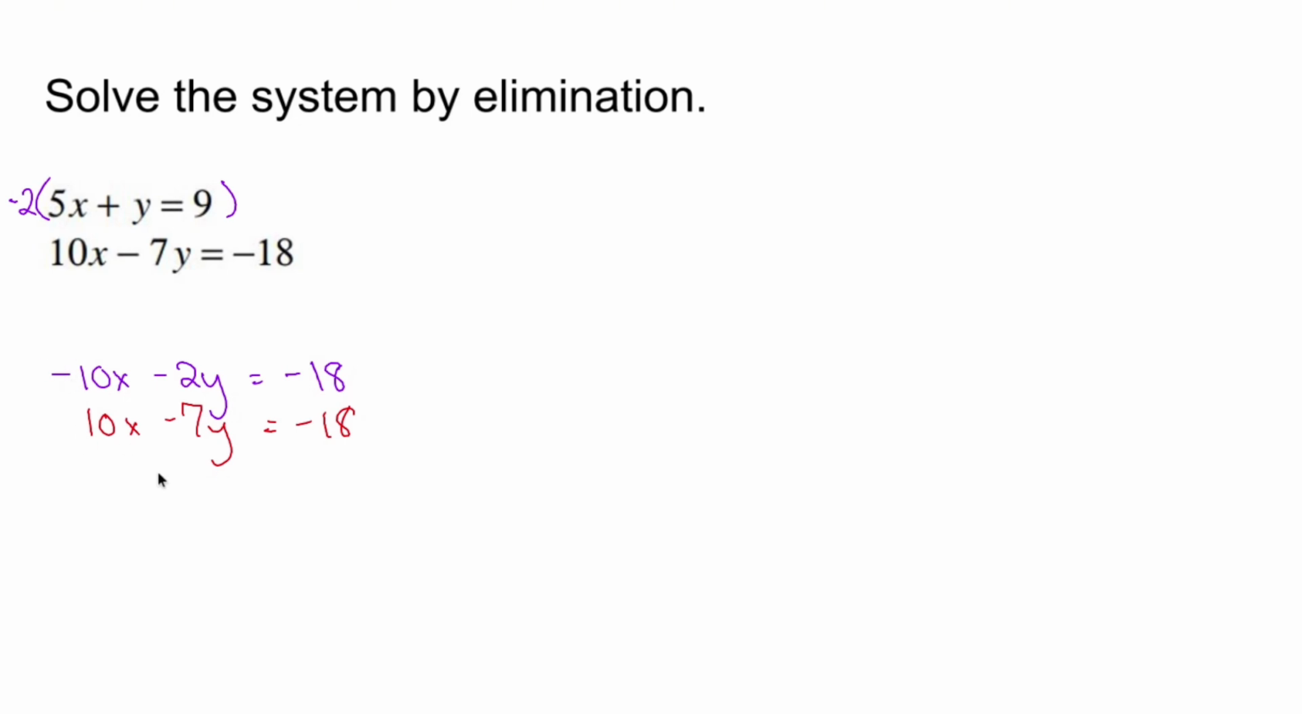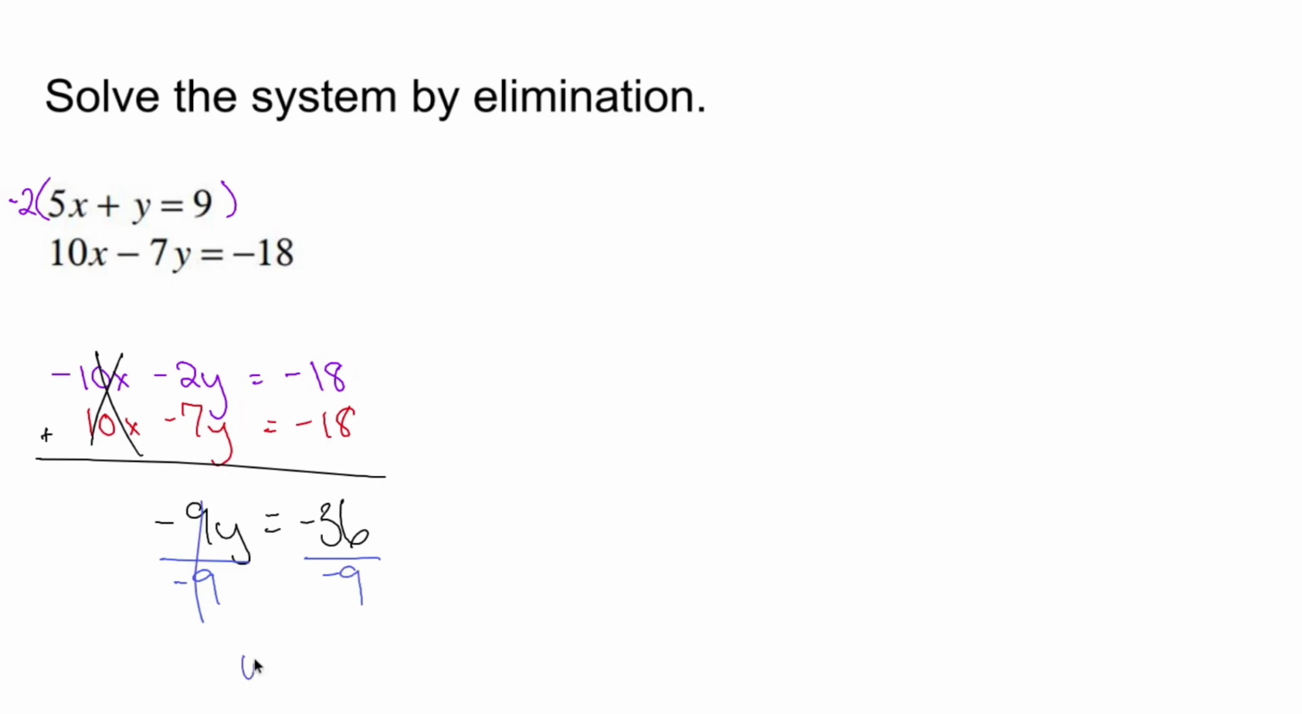So once we get to that point, we add the rows. Negative 10x plus 10x crosses out. Negative 2y minus 7y is negative 9y. Drop down the equal sign. Negative 18 minus 18 is negative 36. And now we can solve for y. Divide both sides by negative 9. Y equals positive 4. Now I'm not done.